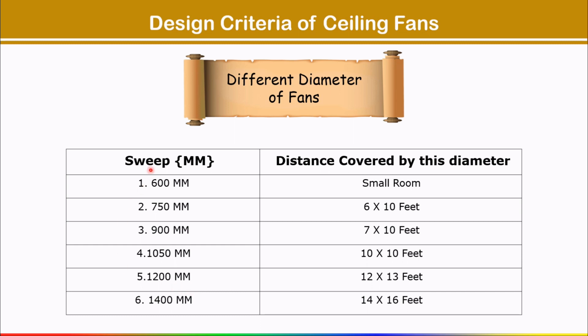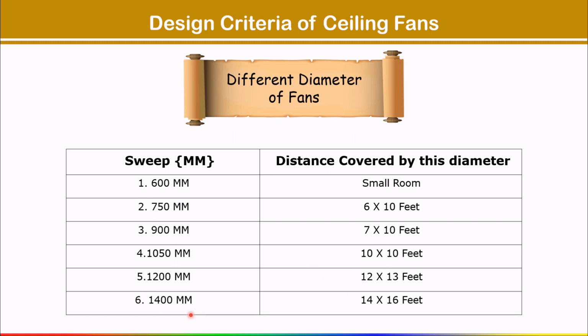As per the overall diameter of the fan, you will get the distance covered. If you are using a 600 mm sweep fan, it can cover a small room. A 750 mm sweep fan can cover 60 square feet area. 900 mm can cover 70 square feet area. 1050 can cover 100 square feet area. One fan can cover 100 square feet area. So based on that, you have to calculate.